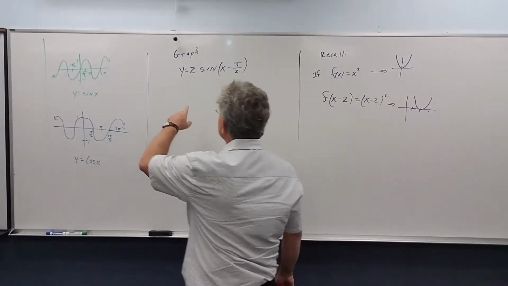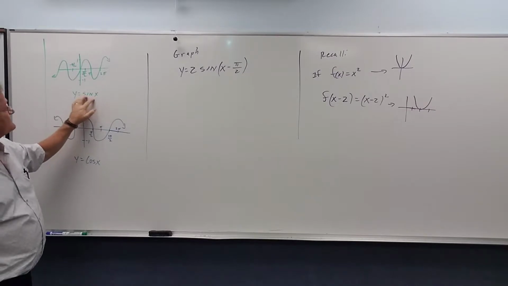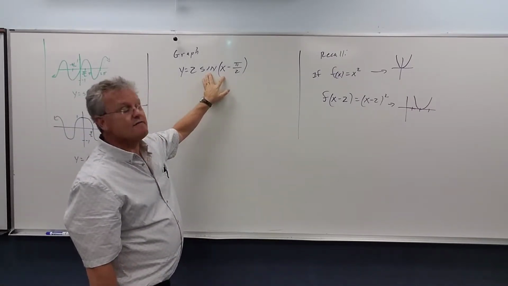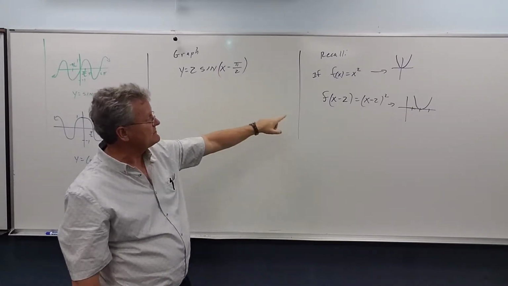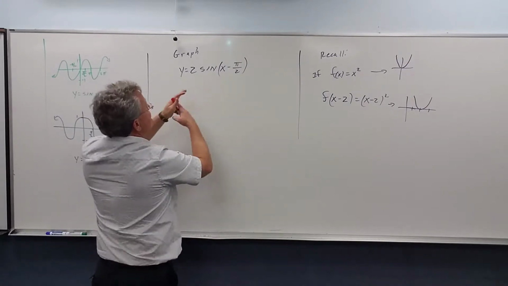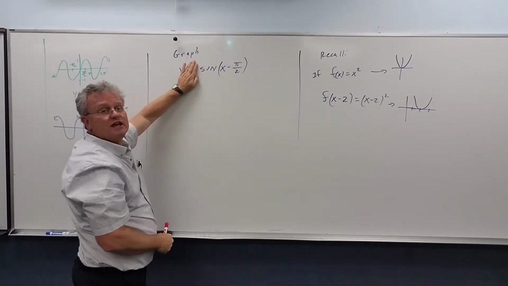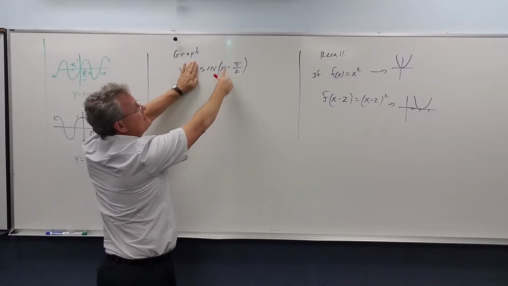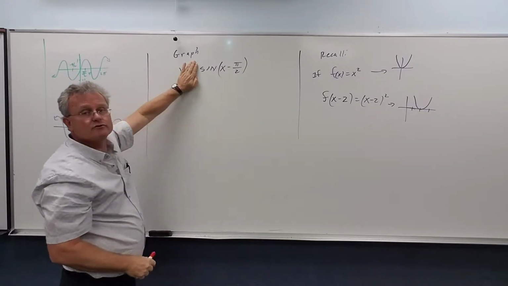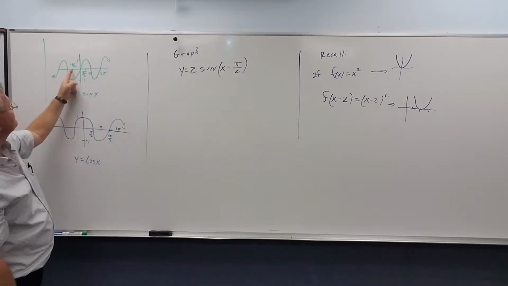Now, why do I say that? Well, this is the graph of sine x. This is our function, sine x. This we can think of as f of x minus pi over 2, just like we did there. So all this is going to do is take the graph of sine x and move it to the right by pi over 2. So it's going to take this graph and shift it to the right.